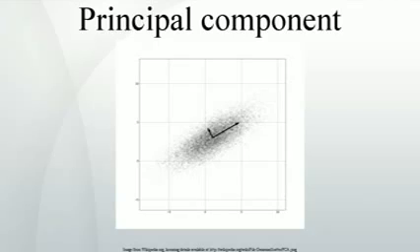Principal components are guaranteed to be independent if the dataset is jointly normally distributed. PCA is sensitive to the relative scaling of the original variables.